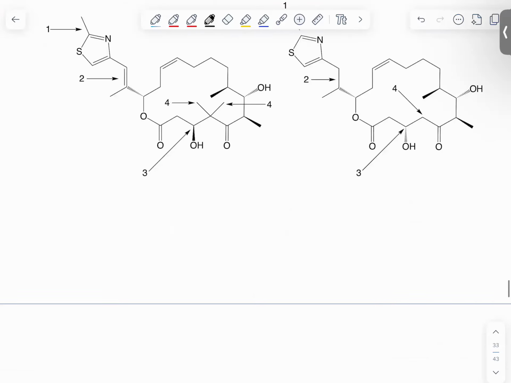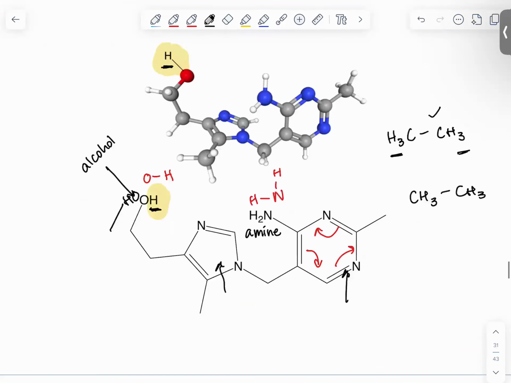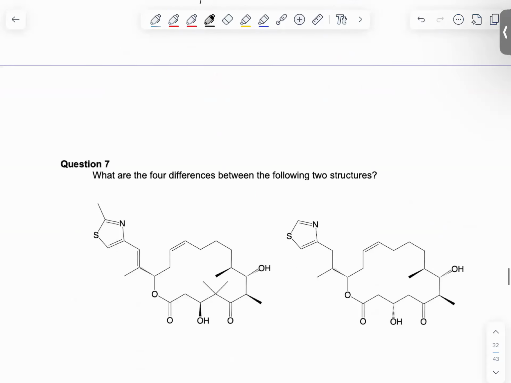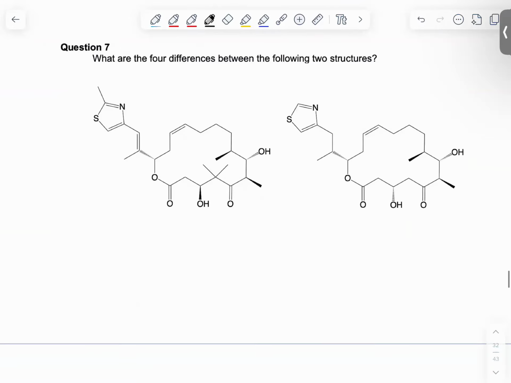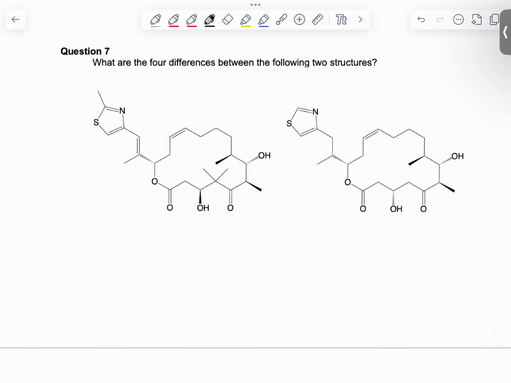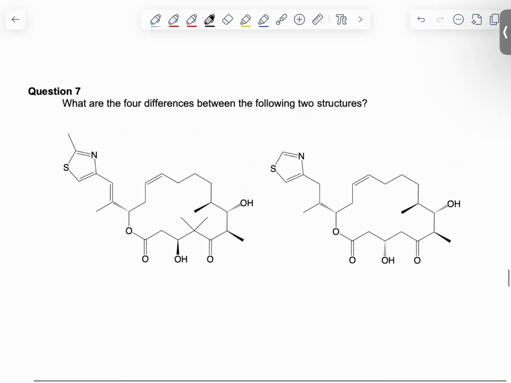What questions are you covering right now? I was about to move to 7, unless there are more questions about 6. Great. Okay, 7: four differences between the following two structures. Can I get thumbs up, middle, down on how we felt about this question? Spot the difference. Should be easy, guys. All you had to do was circle it.